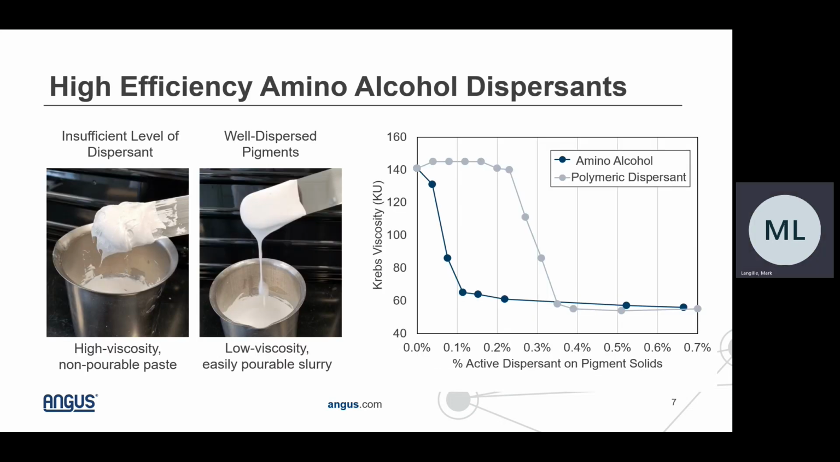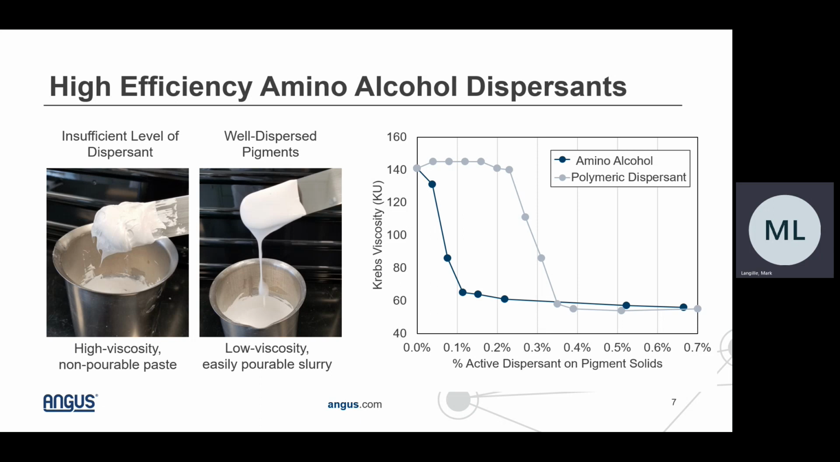I mentioned dispersant efficiency, and one way that you can measure efficiency of a dispersant is through dispersant demand curves. In these types of measurements, you titrate in a dispersant, either a traditional polymeric type dispersant or an amino alcohol, and you measure the viscosity of a pigment grind as a function of the dispersant concentration. Before you've added sufficient dispersant, you have a thick paste, which is shown in the photograph on the far left. But after you've added a sufficient amount of dispersant, the viscosity of the grind will drop pretty dramatically to create a low viscosity, easily pourable slurry. And the amount of dispersant that's required to see that viscosity drop reflects the efficiency.